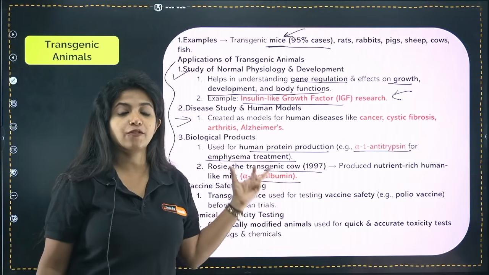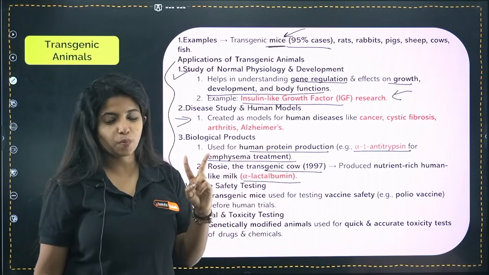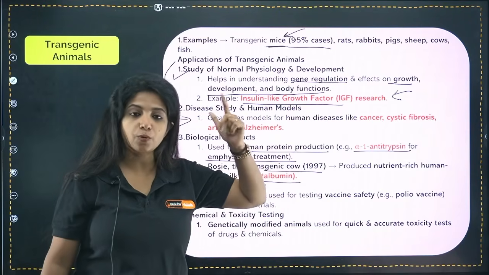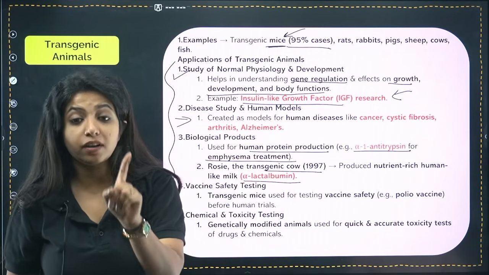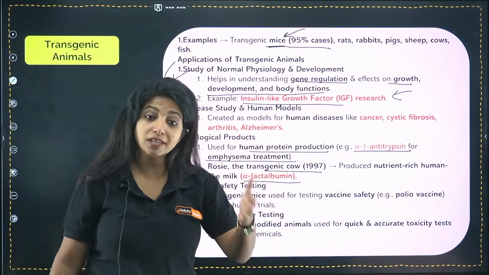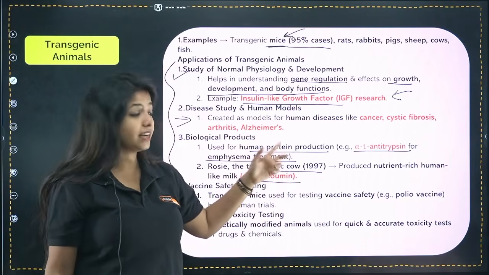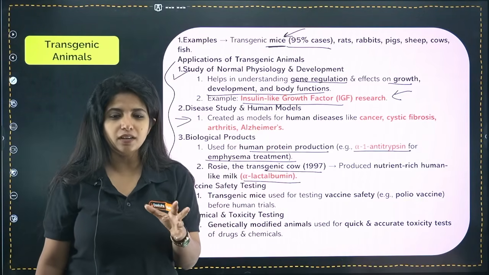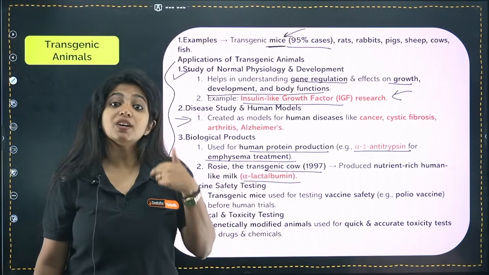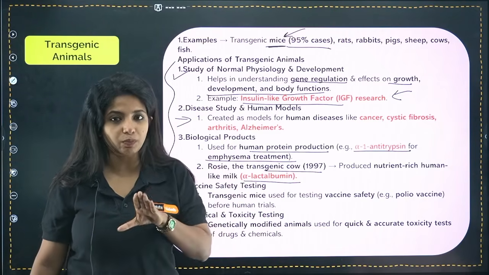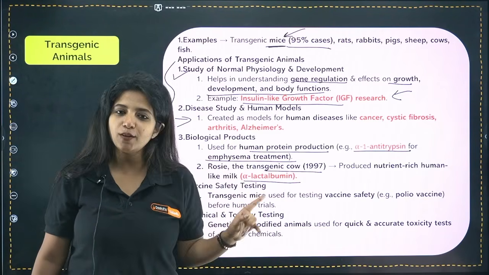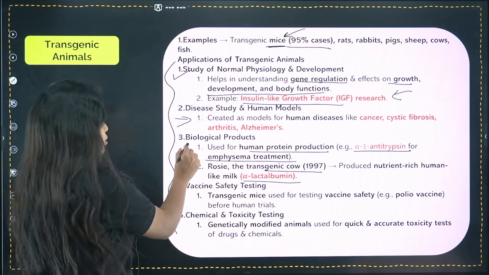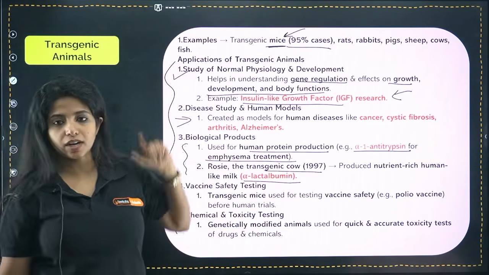Please remember, these two things are super important. Alpha-1 antitrypsin is a protein used to treat emphysema, a respiratory disorder. Rosie, the transgenic cow, in the year 1997 was made to produce nutrient-rich milk, which was rich in the human protein alpha-lactalbumin. There is no 1 and 2 and things like that. Alpha-lactalbumin. Got it? This is very important. So for biological products also, you need transgenic animals.